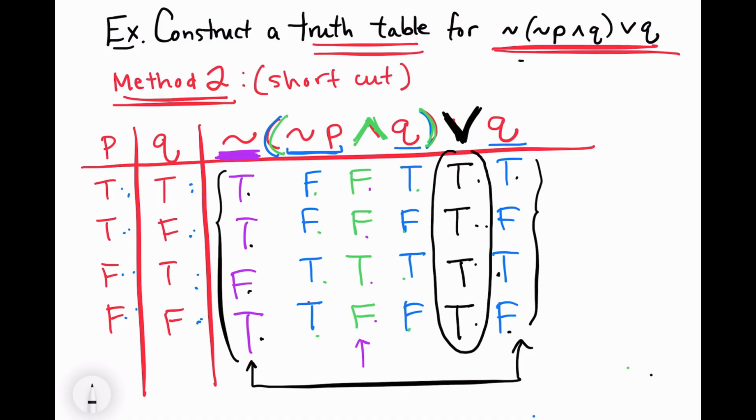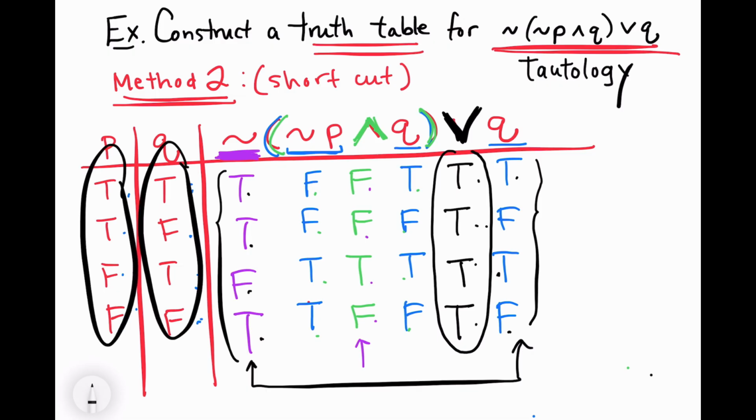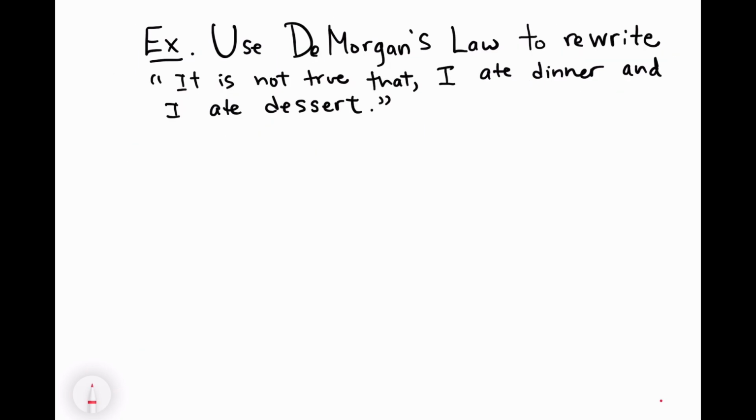So remember, that tells us this statement is a tautology. It's always true. It doesn't matter what P is. It doesn't matter what Q is. This statement is always going to be true. It is a tautology. Here's one last example for you.